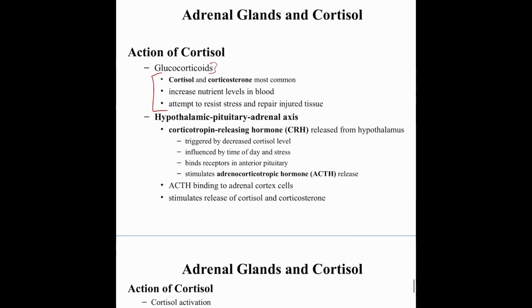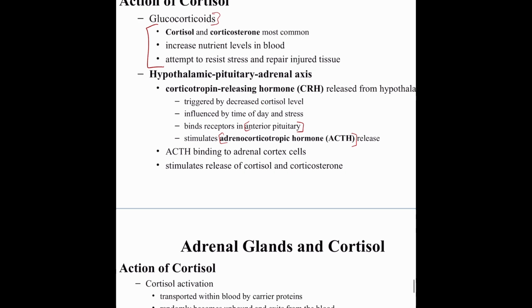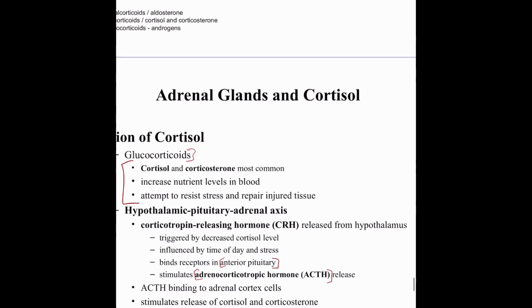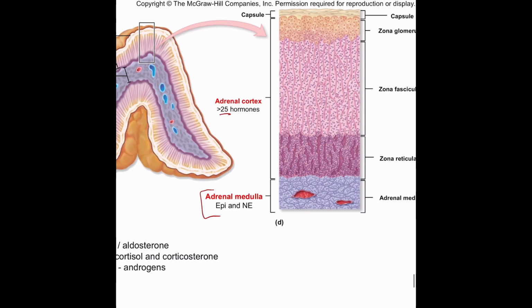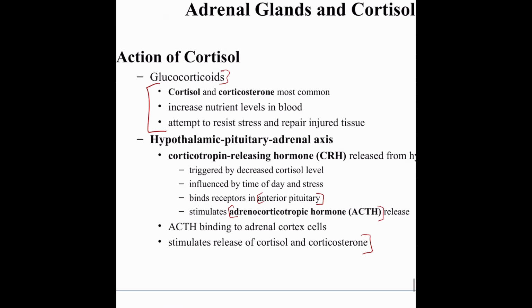Right. So corticotropin releasing hormone released from the hypothalamus will affect the adrenocorticotropic hormone, right? So ACTH released from the anterior pituitary again, right? I'm just going to put these in brackets so that you can associate them. And then ACTH will bind to adrenal cortex, and again, adrenal cortex has over 25 hormones associated to it, and then those are all glucocorticoids, so it will release cortisol and corticosterone as the most common, and then that will lead to the increased nutrient levels in blood.